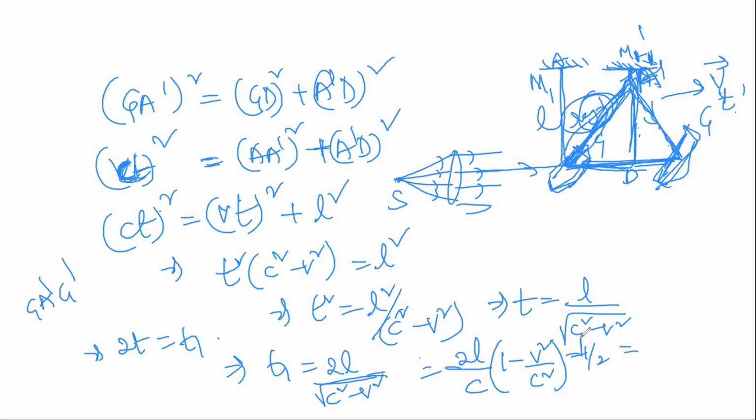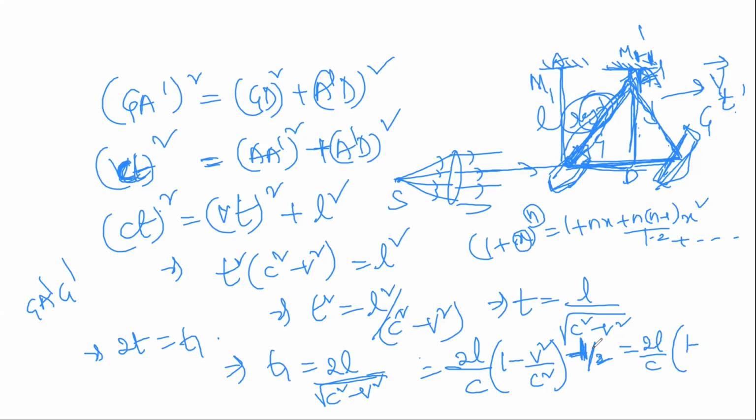Then what happens? This is binomial expansion, right? 1 plus x whole power n equal to 1 plus nx plus n into n minus 1 by 1 into 2 into x square plus and so on. You can put anything in the place of x and any number in place of n, okay, and you'll get the same expression. So I'll take the first one, 2L by C into 1 minus V square by C square whole power minus half. So plus half. So 1 plus V square by 2C square.